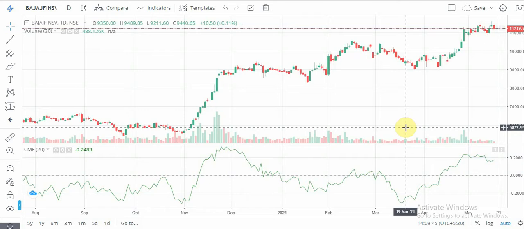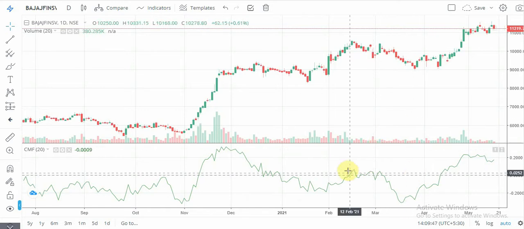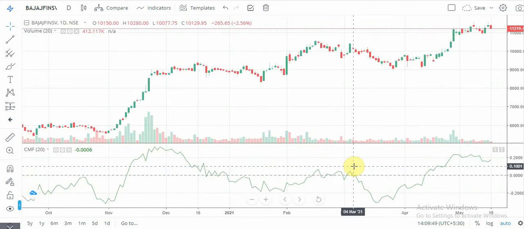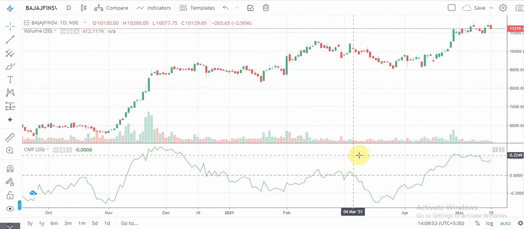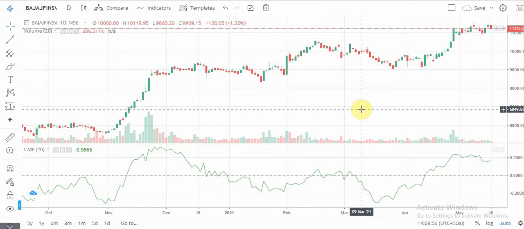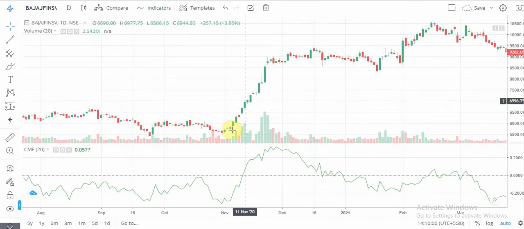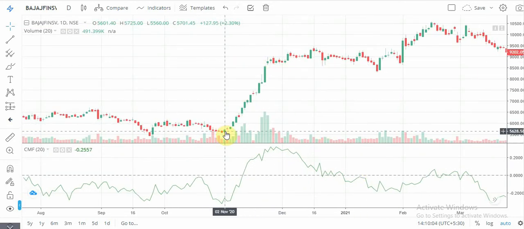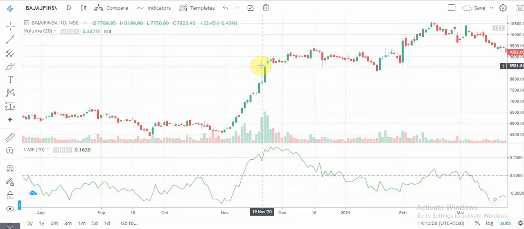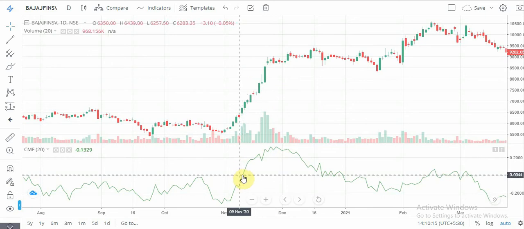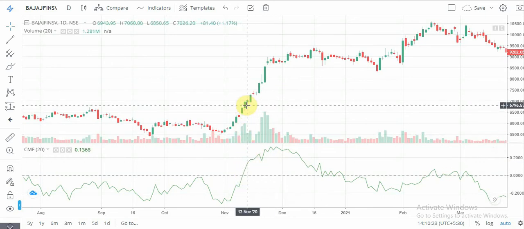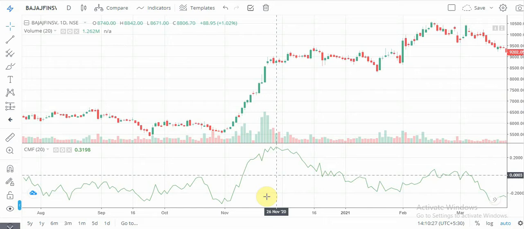Now we will also back test it and try to see if the CMF, Chaikin Money Flow indicator, had given the right signals or not. First of all, in the chart we'll identify an area. In this area you can see there was a good run up of this stock. You can see this green line has crossed the zero line and gone up, and if you make an entry somewhere here, you make a good profit.